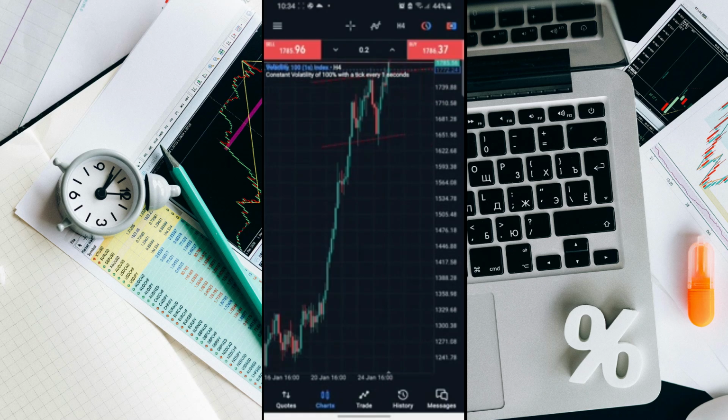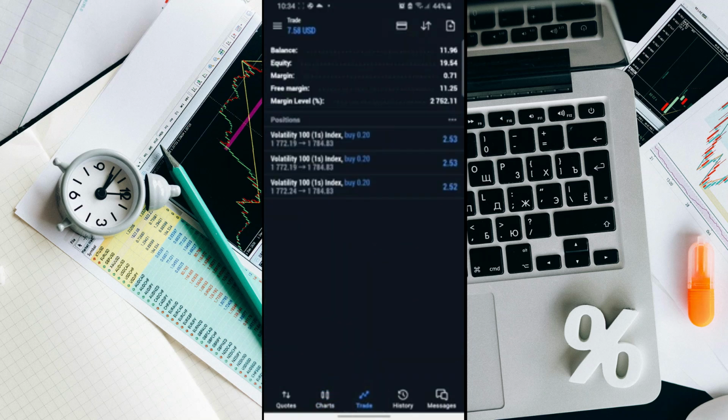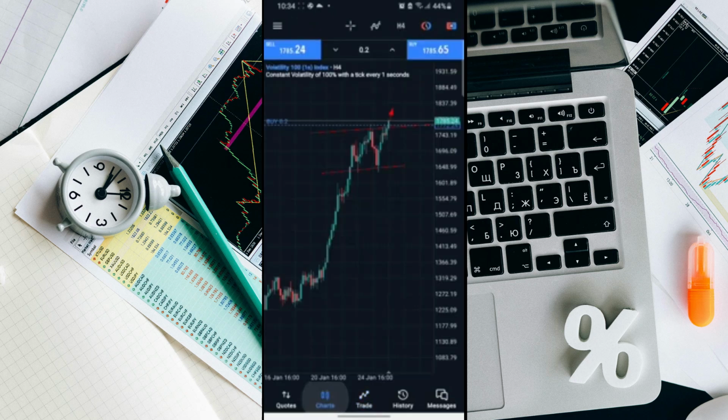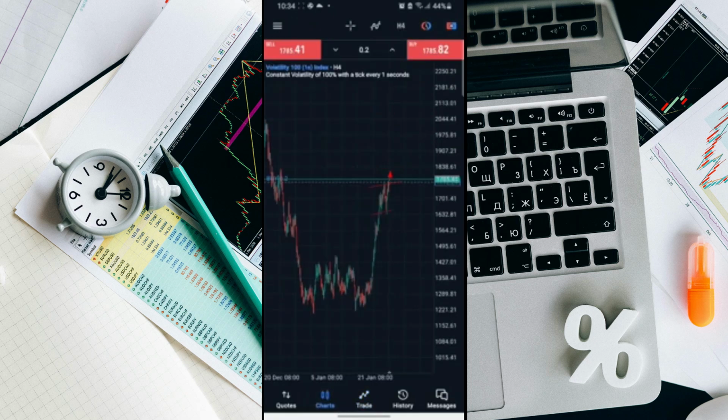So the three white soldiers came after that red candle. As you can see, after that red candle, that's when the three white soldiers came. So the three white soldiers confirm that the market has the power to buy. It means that the bulls are very powerful and they are going to continue in the market for a very long time, before the bears come into play.